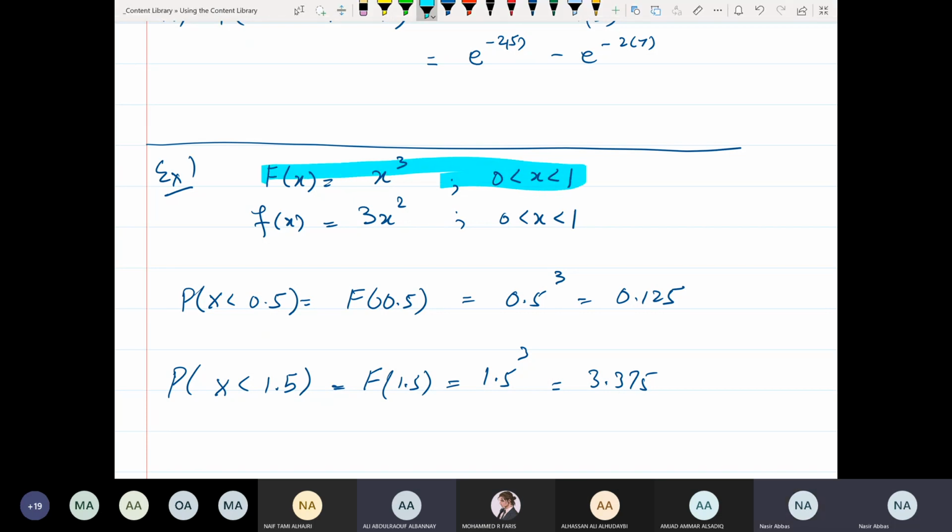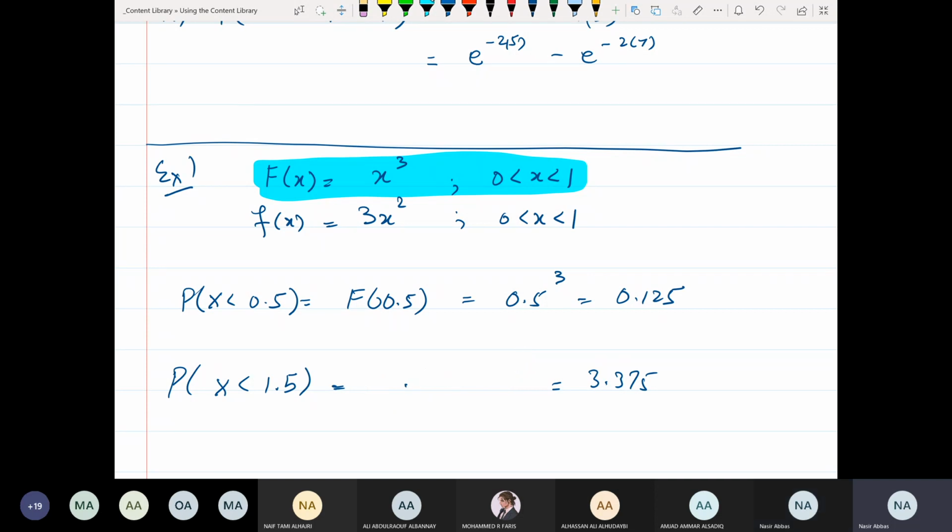This CDF is only applicable for a value of X between 0 and 1. Above 1, the CDF is 1. So above 1, forget about the CDF. All the values of X are between 0 and 1. So the probability of any value of X less than 1.5, as Amjad said, the answer is straight away 1.